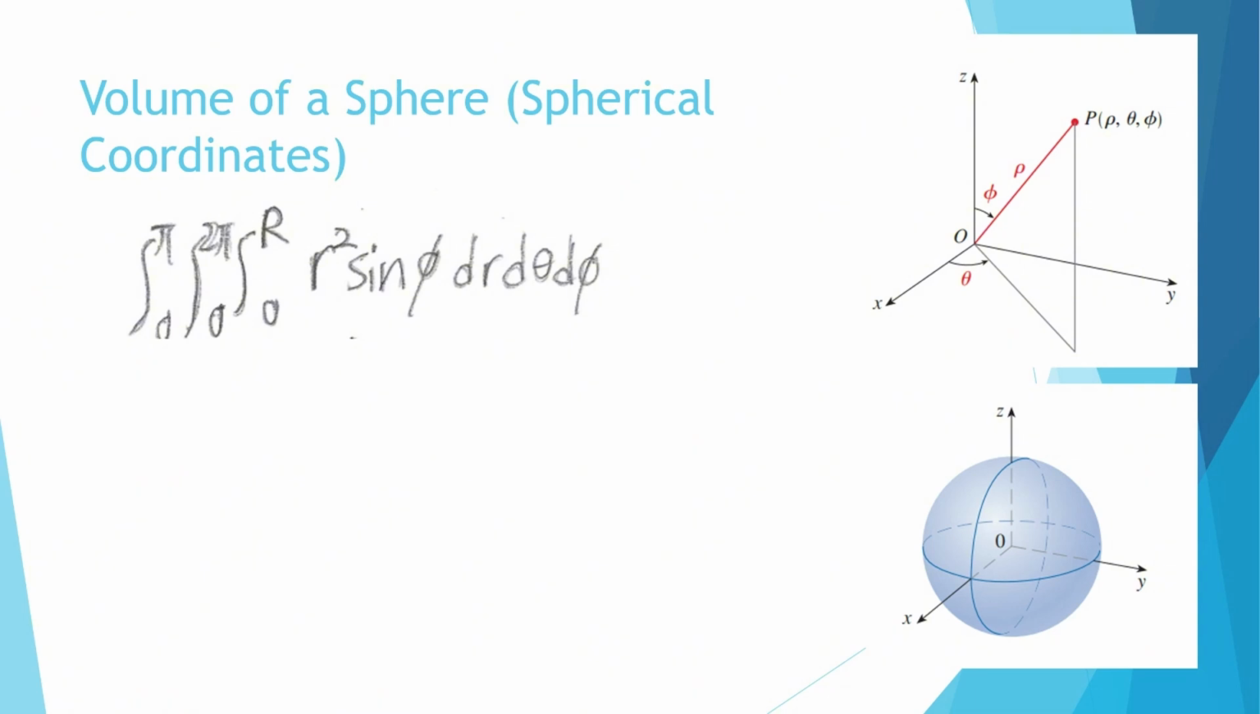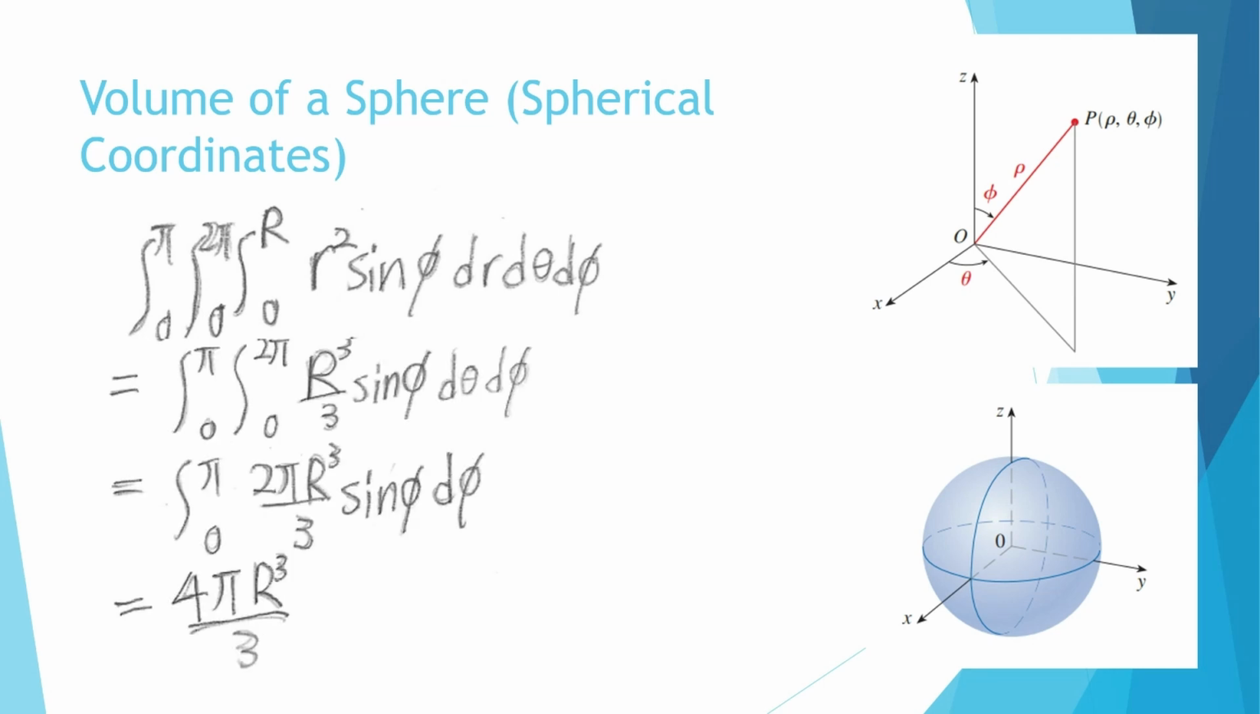First, integrate with respect to r from 0 to capital R. The integral of r squared with respect to r is r cubed over 3. Evaluate from 0 to capital R, giving capital R cubed over 3. Next, integrate with respect to theta from 0 to 2 pi. The integral of capital R cubed over 3 times sine phi with respect to theta is capital R cubed over 3 times sine phi times theta, evaluated from 0 to 2 pi, giving 2 pi capital R cubed over 3 times sine phi.